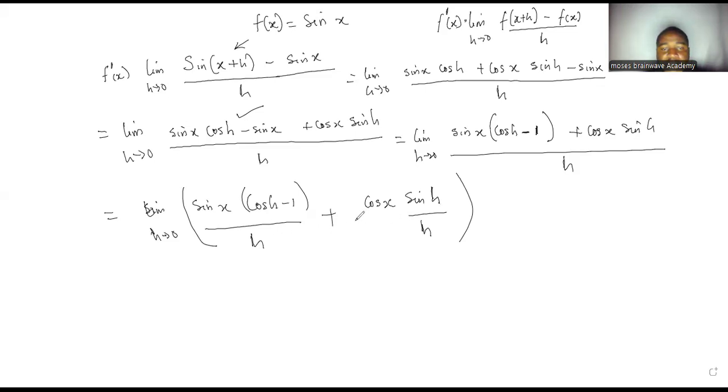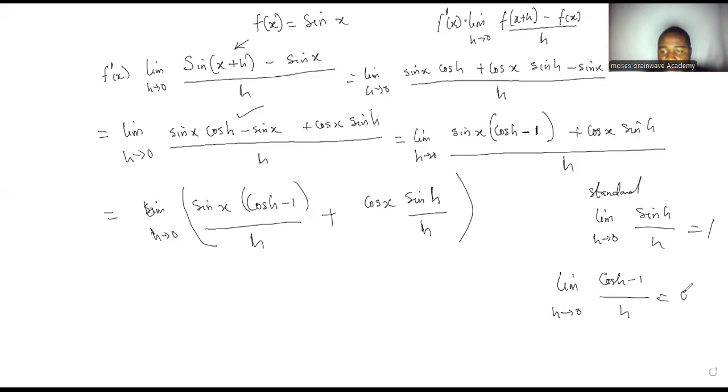Now, I can take the limit here because I know from our standard limit, right? You recall that the limit as h tends to 0 of sine h upon h is equal to 1. So I'm going to take the limit here, and then similarly cos h minus 1 over h. If I should take this limit as h tends to 0, I'm going to get 0 over here. So if I take this limit here, right, this guy is going to be sine x multiplied by what? 0. This guy is 0.